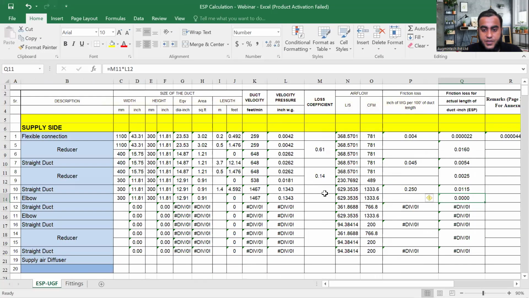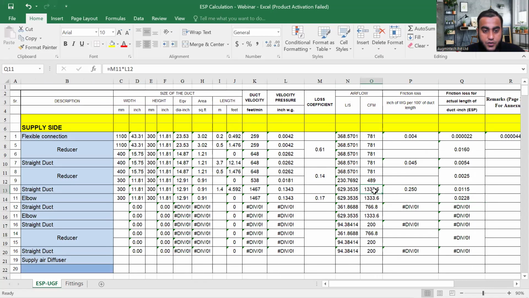0.17. See, where is your straight elbow? Here I am writing loss coefficient 0.17. Now our formula is velocity pressure into loss coefficient. As per that, we are getting here 0, but change the flow value. I have not changed it here.